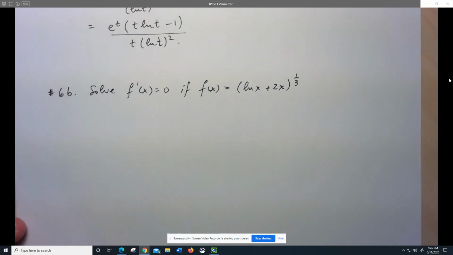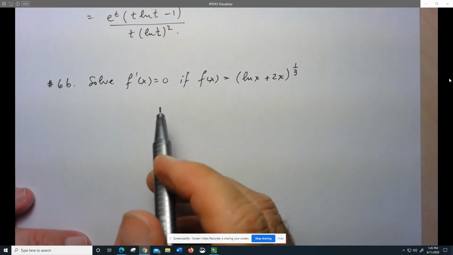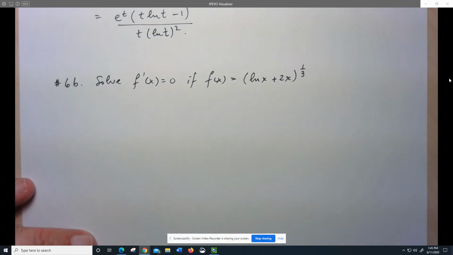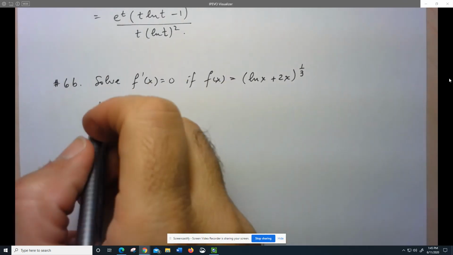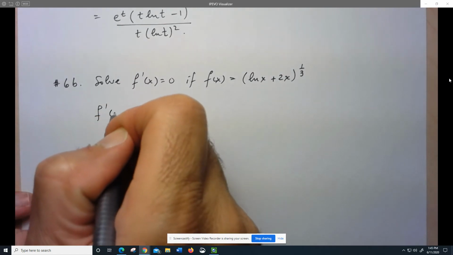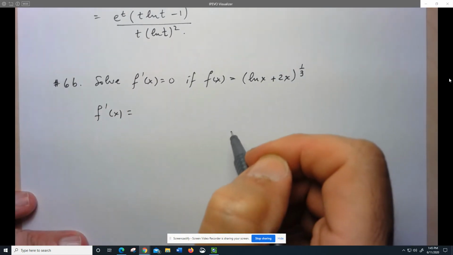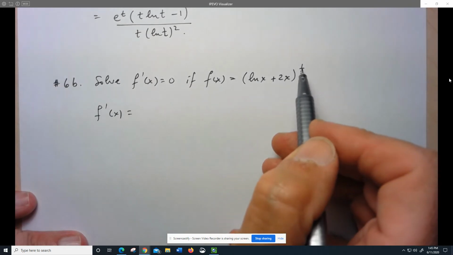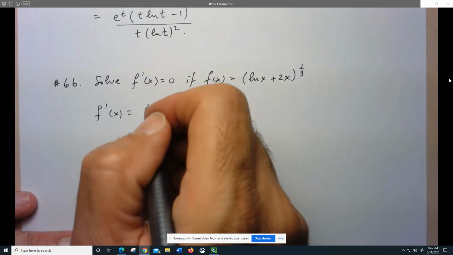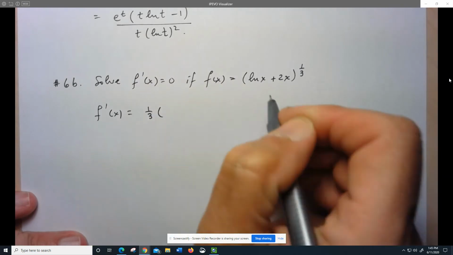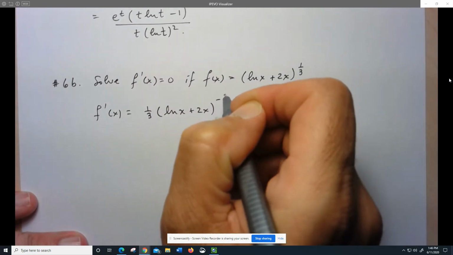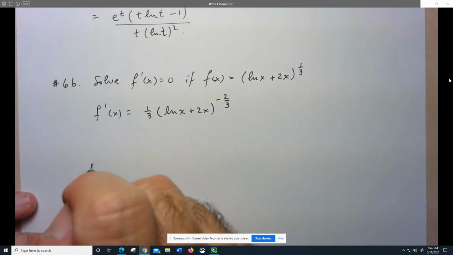Here they want us to determine when the derivative is equal to 0. In other words, we're looking for some of the critical numbers here. So let's start by taking the derivative of this function. The derivative is going to be given by, now here I'm going to use the chain rule. So think of this as u to the 1/3. When I take the derivative, it's going to be 1/3 u, which is this whole thing, ln x plus 2x, to the negative 2/3, because I'm subtracting 1.